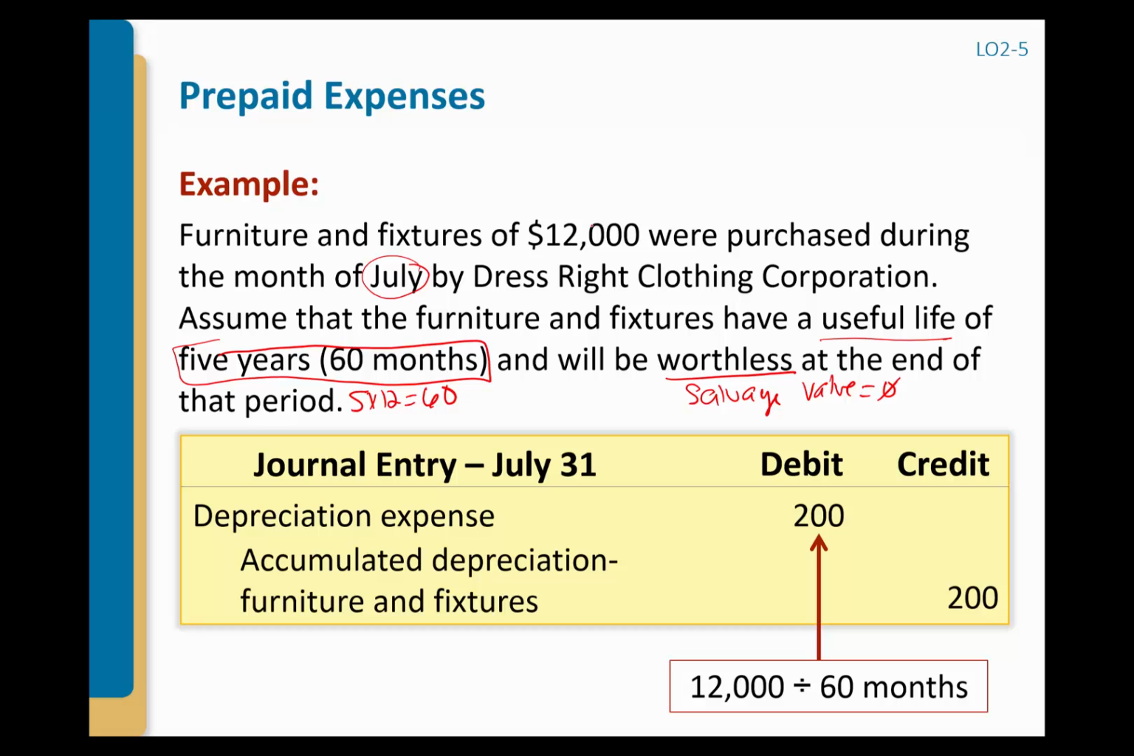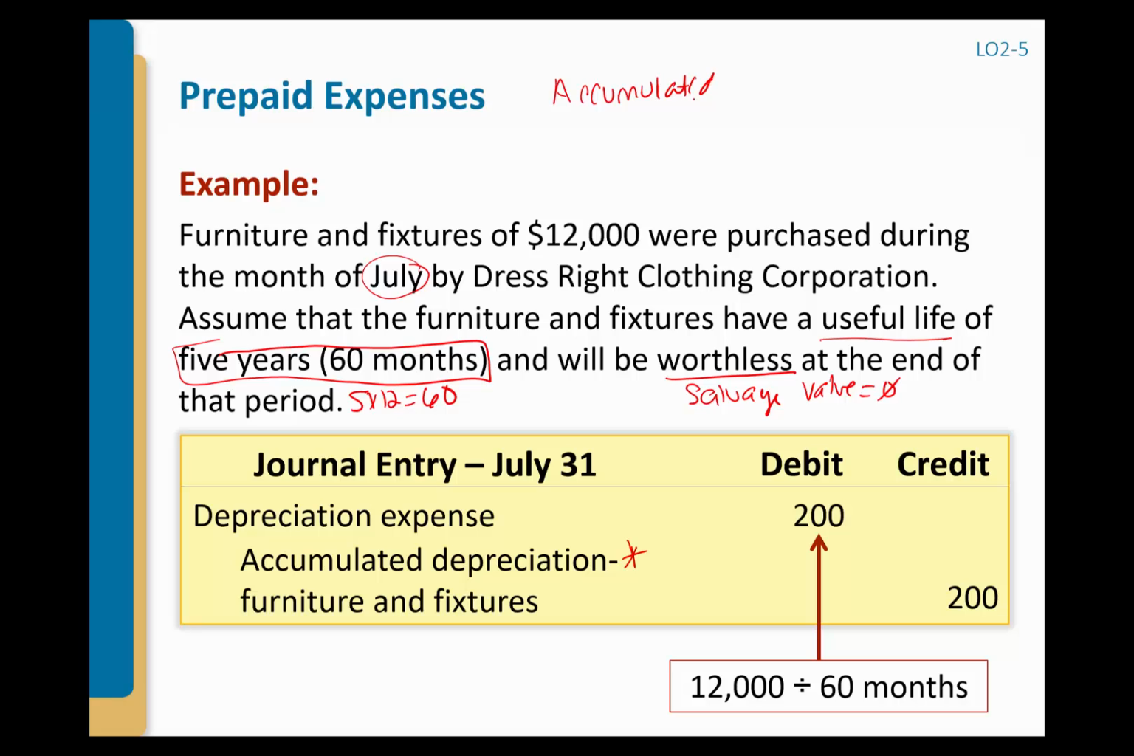So basically we have our 60 months at $12,000, so that gives us $200 of depreciation expense. And notice we hit accumulated depreciation. We do not hit the furniture and fixtures account. The property, plant, and equipment or fixed assets account are only debited when you add assets, and they are only credited when you remove assets or dispose of them. So if you are recording depreciation expense, you have to debit depreciation expense and you credit accumulated depreciation.